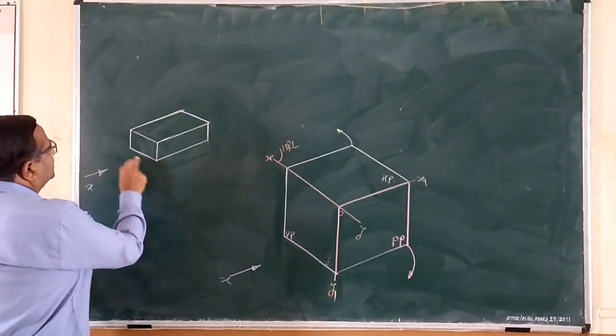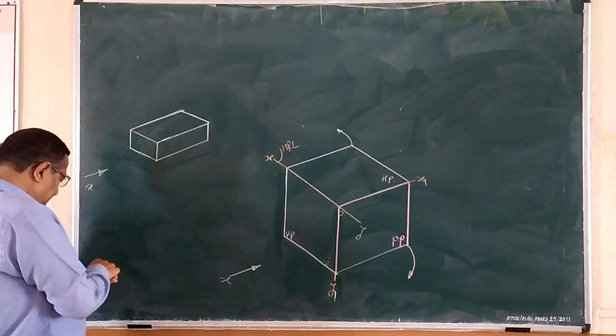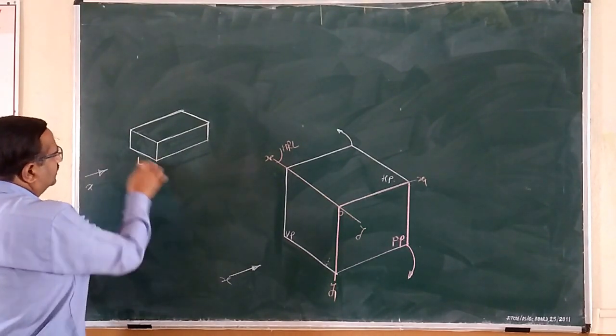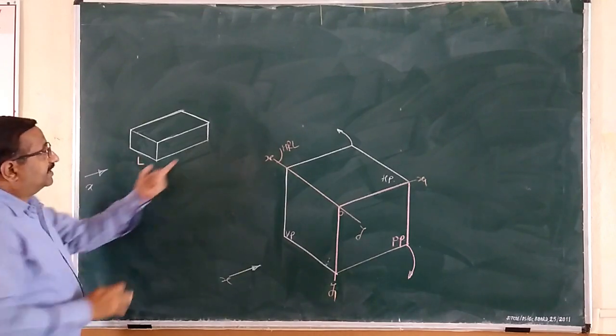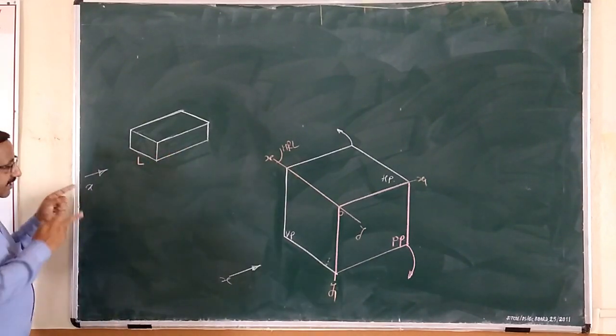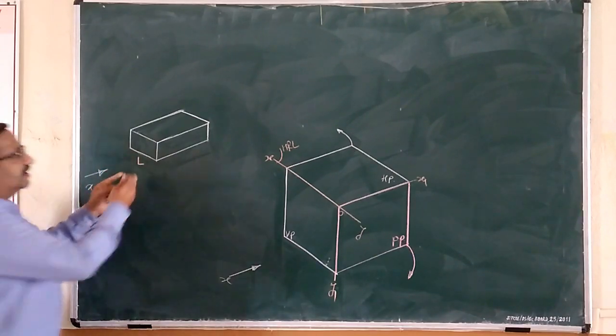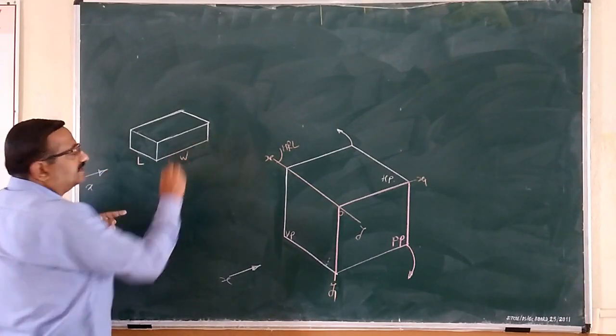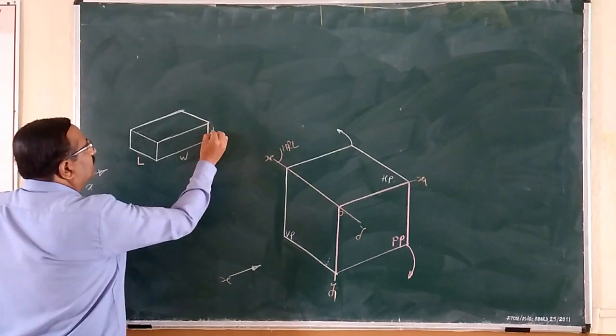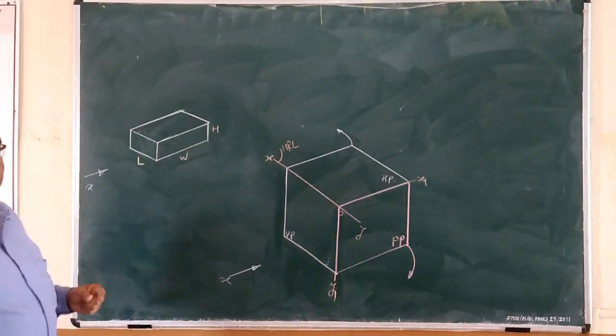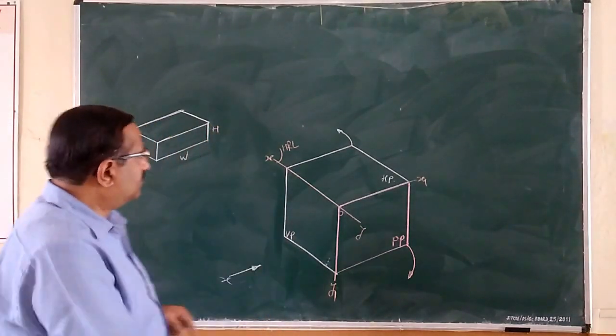So naturally, this parameter we should call its length. Though it is smaller than this, in the direction of X, always this should be called its length. Though it is longer, we should call it its width. And height always remains vertical. Everybody knows. This is height, not this. Height always remains vertical.